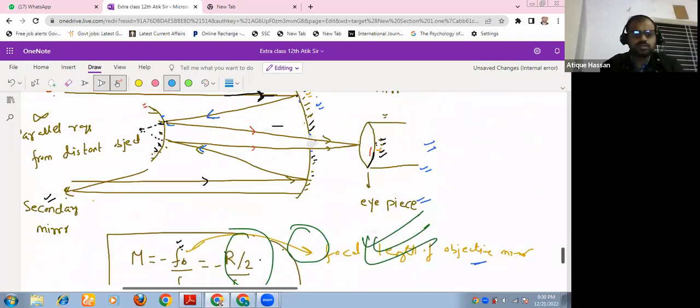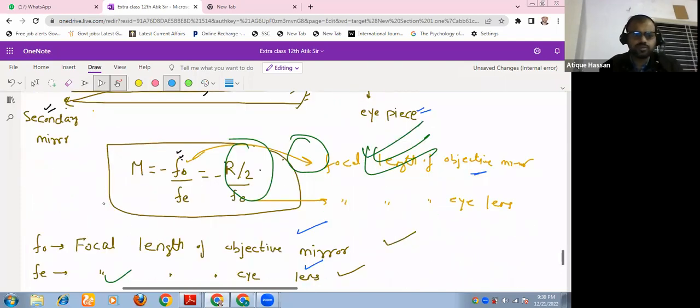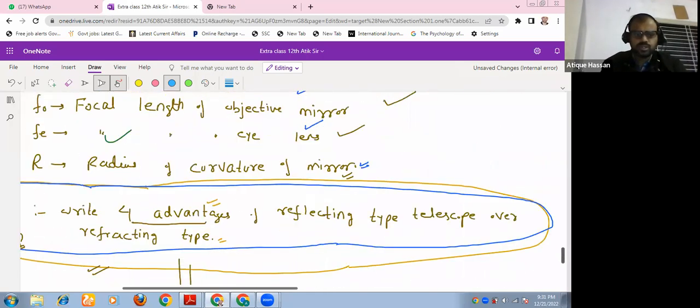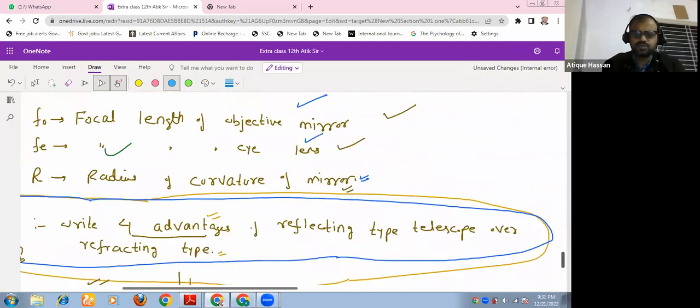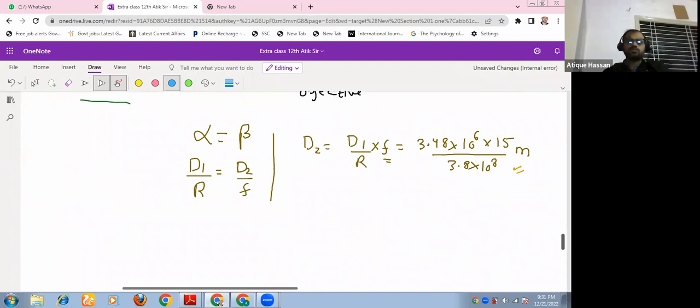Here you can also get the same formula for magnification: m is minus f naught by fe. You will get f naught as minus r by 2, and fe is the focal length of the eyepiece, which, since it is a mirror, will be minus r. All right, so this was all about the telescope. The only thing you have to remember is the formula.